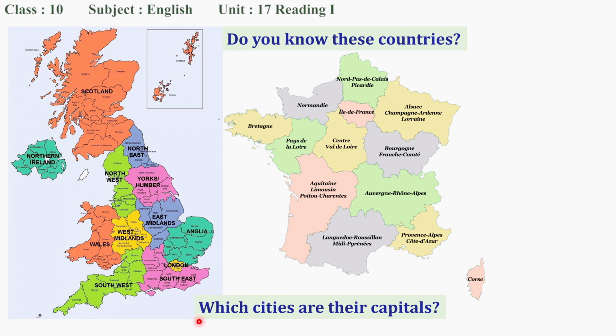Now, you do have a second question. Which cities are their capitals? Do you know? Can you say? Okay, the capital of the United Kingdom is? Okay, London. That's good. And the capital city of France is? Very good. It's Paris. And dear students, in our class today, we are going to learn about these two cities in detail. Okay? Before that, I do have some pictures here.